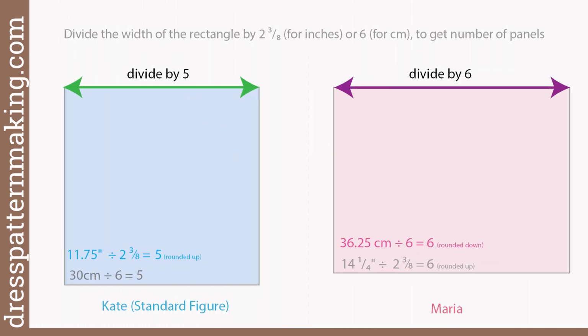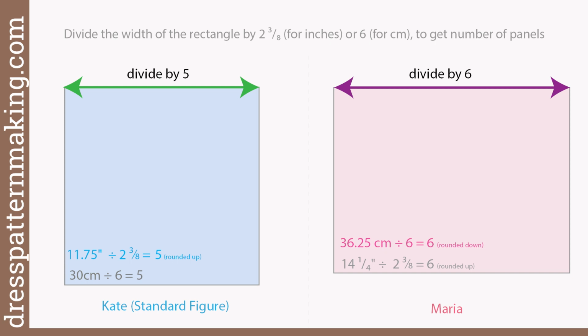We are going to cut this rectangle up into vertical panels, cutting from the top down, leaving a little hinge at the bottom. Then overlap the pieces at the top edge so that we end up with a measurement of the empire line back at the top. The wider the rectangle, the more panels you need. So divide your rectangle width by 2 3/8 inches or 6 centimeters for the number of panels. Kate's rectangle is 11 3/4 inches wide, so dividing that by 2 3/8 inches equals 5.